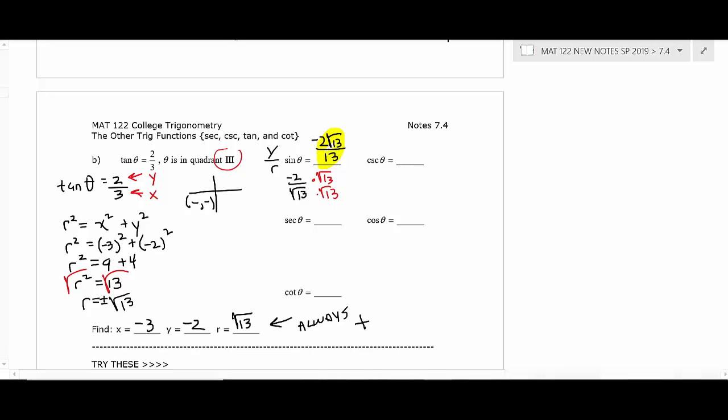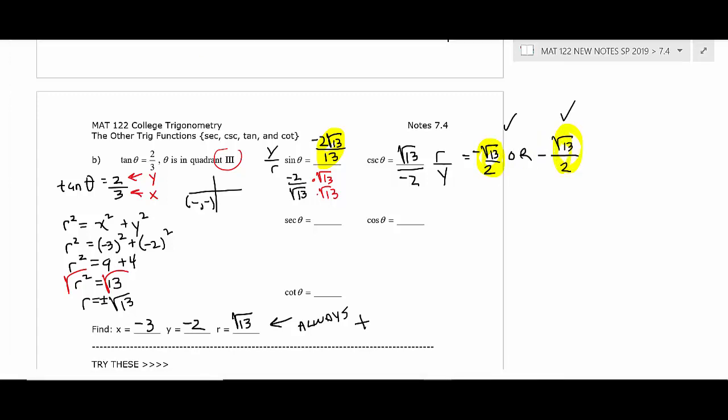Okay, if we go on to the cosecant, cosecant's r over y. So r is square root of 13, y is negative 2. Now I'd prefer that you write it as negative root 13 over 2, or just put the negative directly in front of the fraction bar. Those are the two preferred ways to write a negative fraction. I like either of these two answers best.